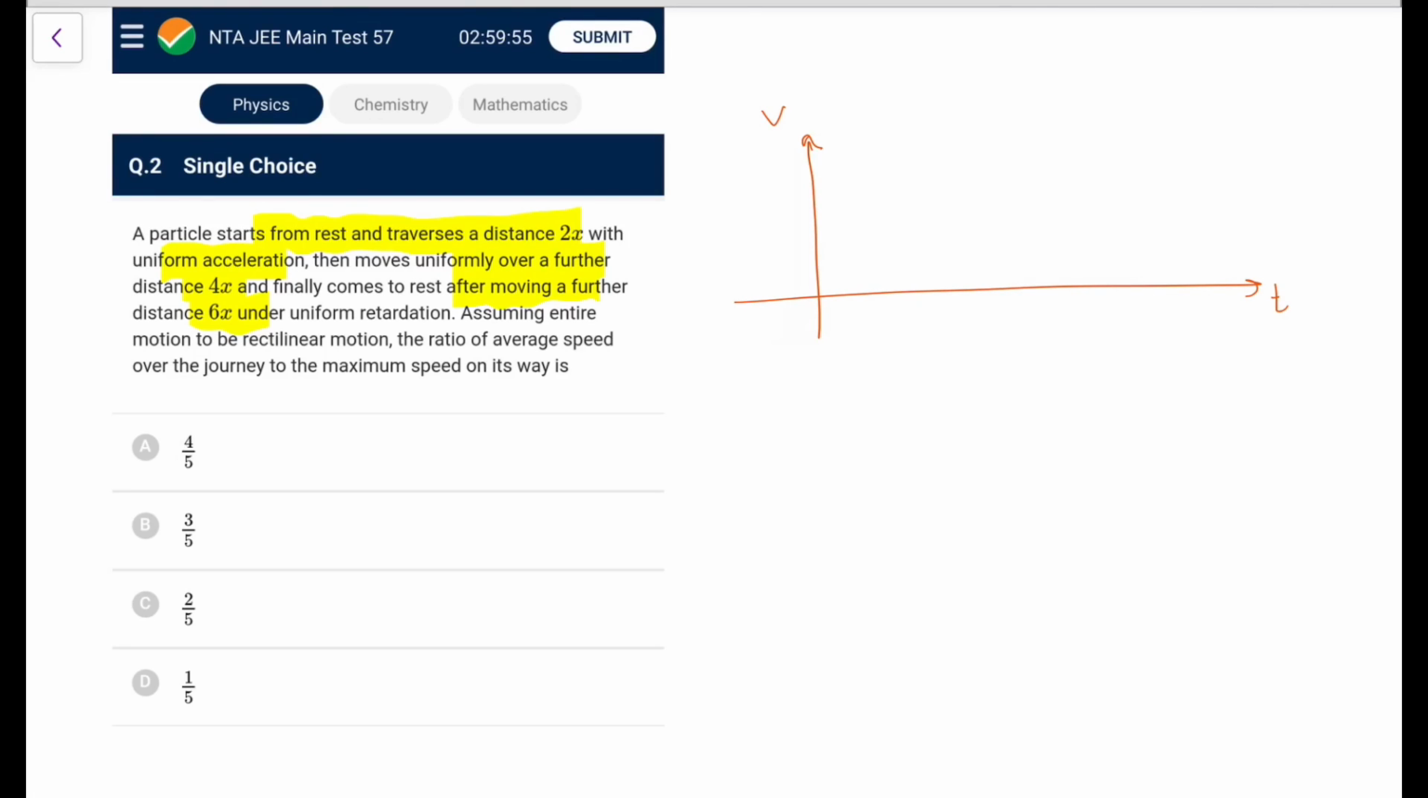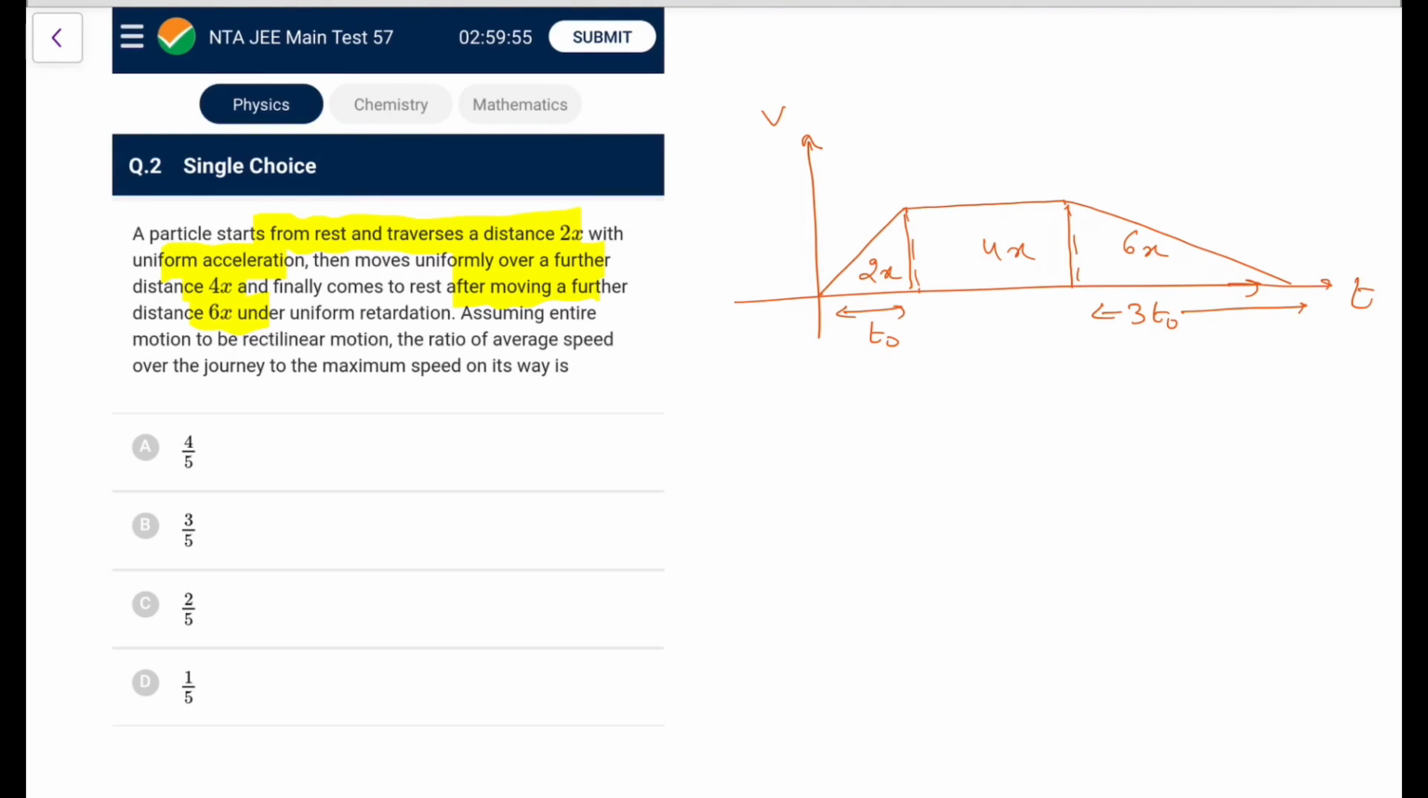We remember VT curve. So it starts from rest, accelerates, then moves with constant velocity, and then retards like this, and it comes like this. So this is the complete journey that I have drawn. Now this area is 2x, this area is 4x, and this area is 6x. So the ratio of average speed over the journey to the maximum speed on its way is, so first of all, because it is 2x, it is 6x, and the height of both the triangles is same, so I can say if this time is t naught, this is surely going to be 3t naught.